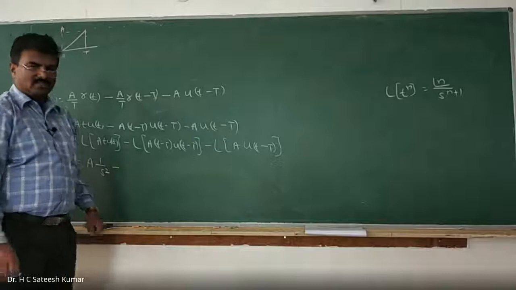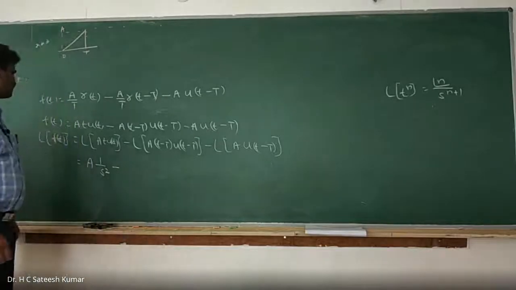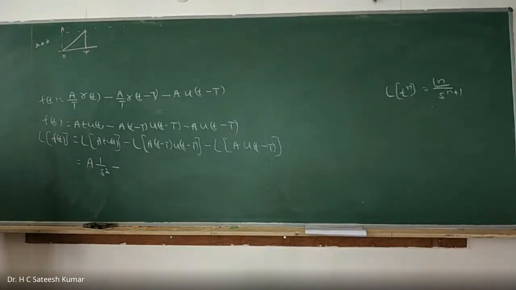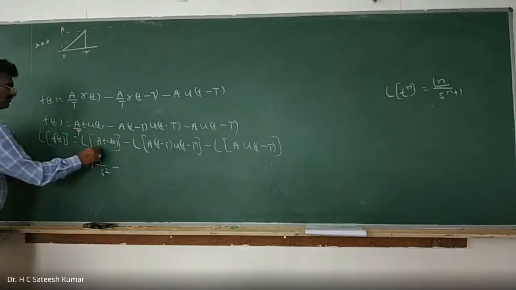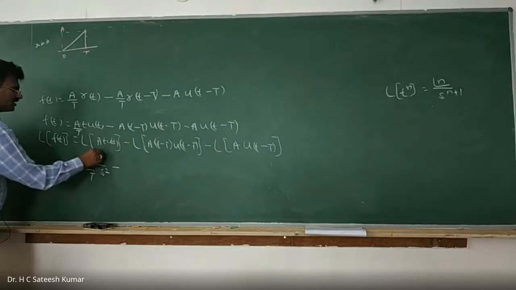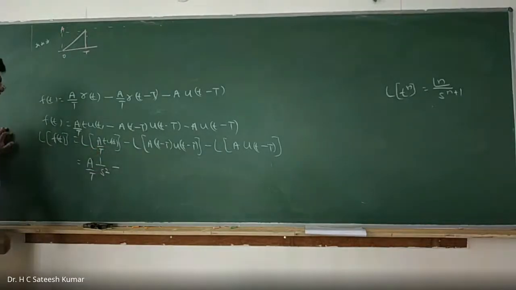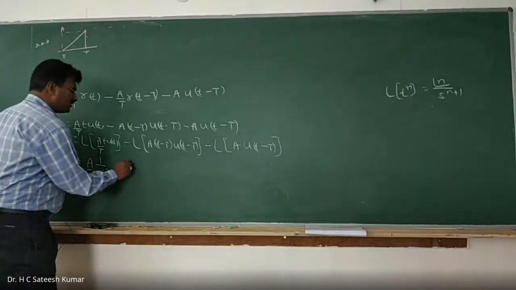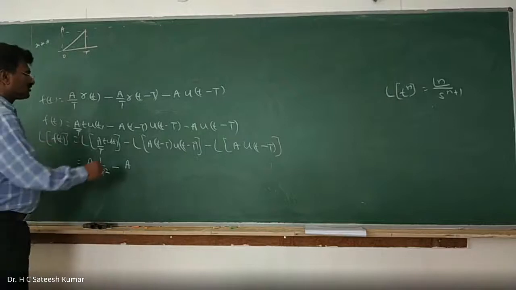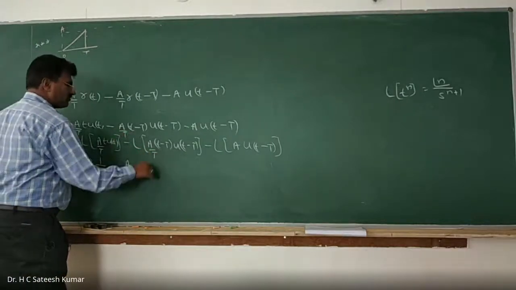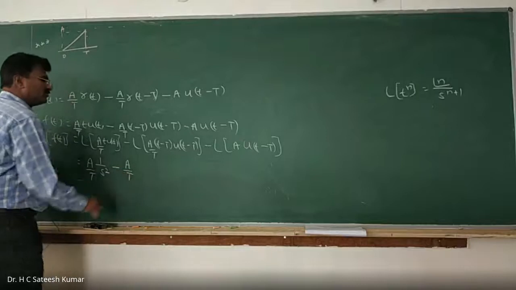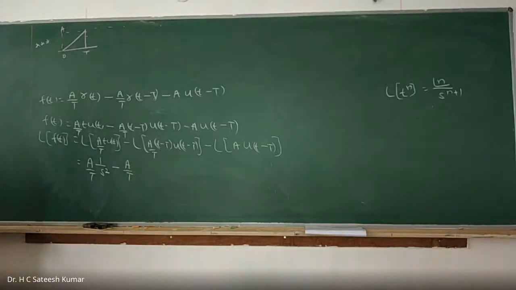Minus Laplace transformation of... one thing, sorry, 1 minute. What do we have? A by t is there, no? This a by t, you should write as it is. Sorry, this is a by t. This is also a by t. A by t into 1 by s square minus... here also it is a by t. So a minus a by t into Laplace transformation of t into u of t.